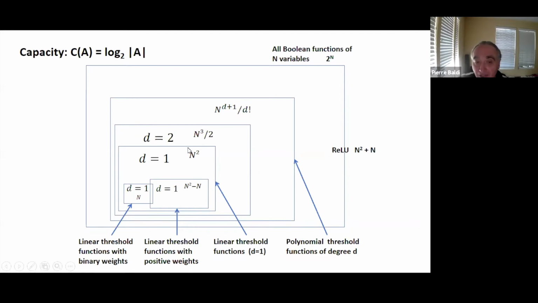The capacity of linear threshold functions is n squared as compared to the exponential 2 to the n for all possible Boolean functions. This is a result that was originally proved by Zuev in the late 1980s. Not a very well-known result, but one of the most fundamental results of neural networks, I would say.